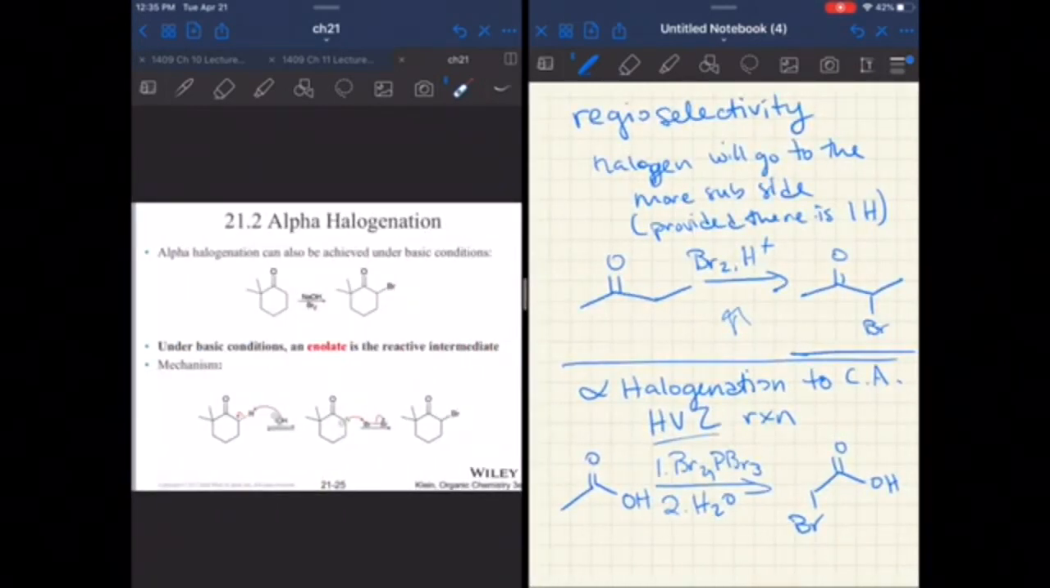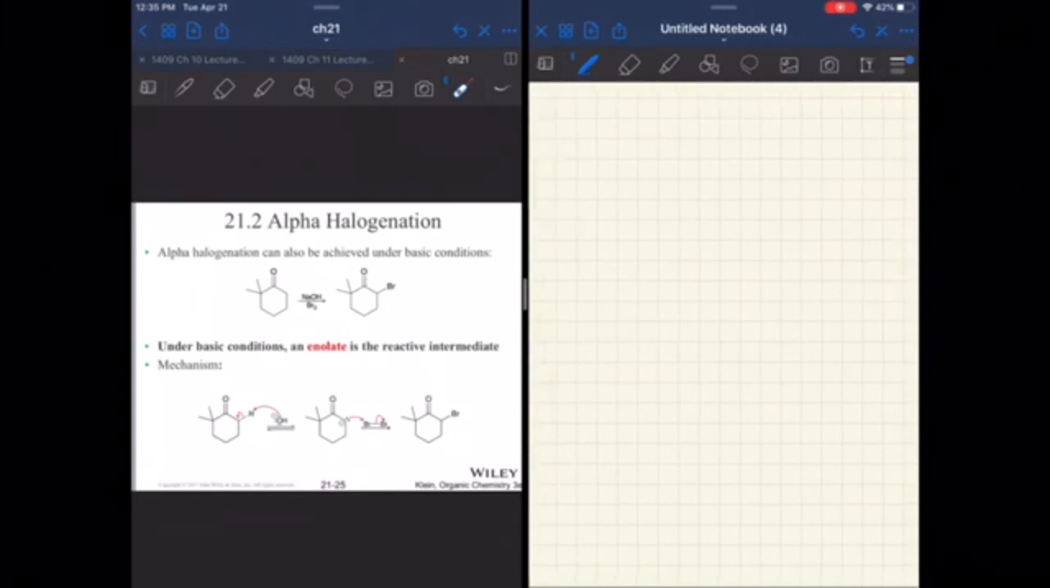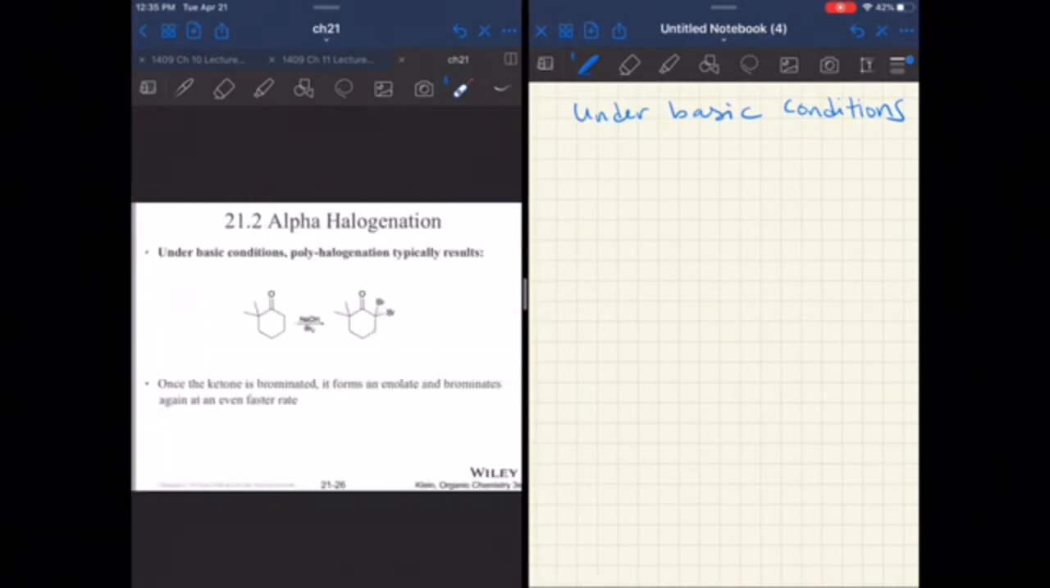This can be achieved under basic conditions. I am not going to ask you to know this one because, while it works, it is hard to control. It just continues on. So under basic conditions, what I want you to know is one specific reaction, and it's one that you didn't get to see in lab, but it's an interesting reaction here. It's hard to control, right?